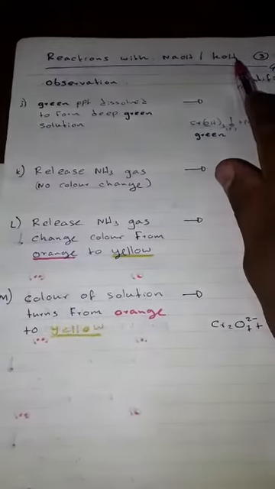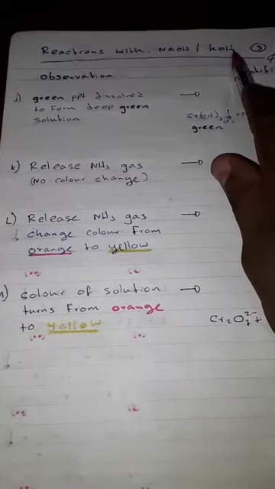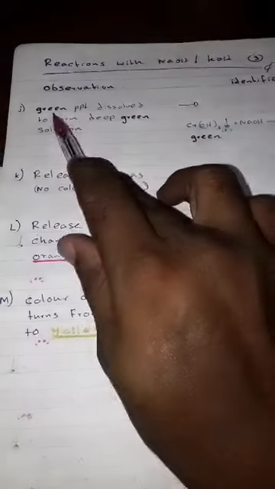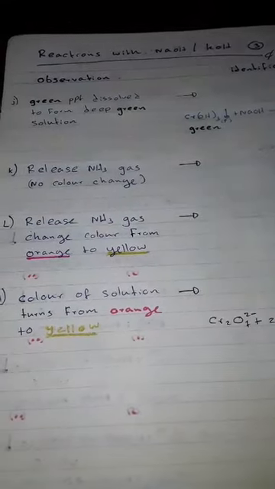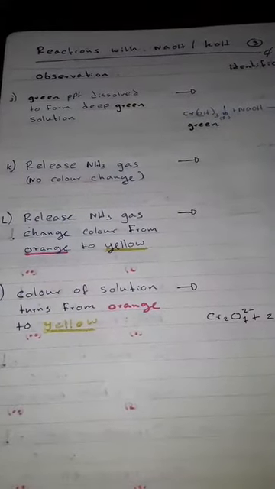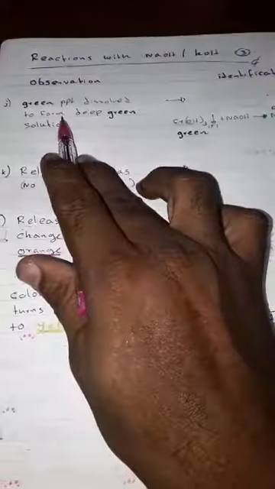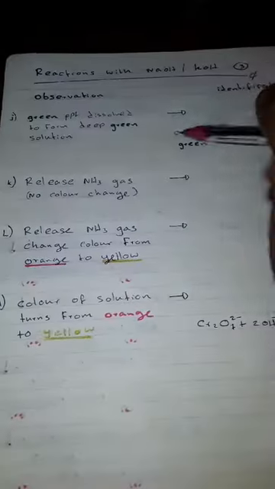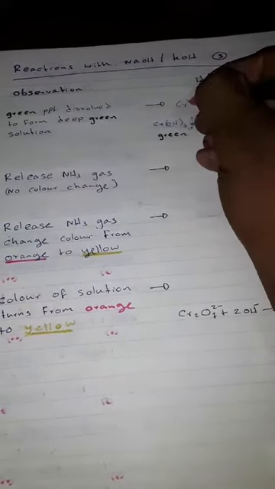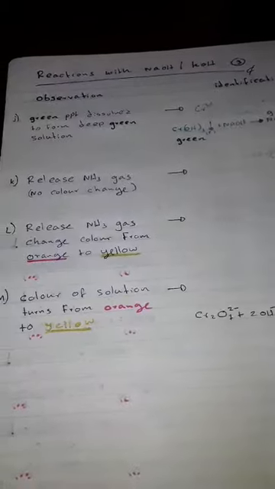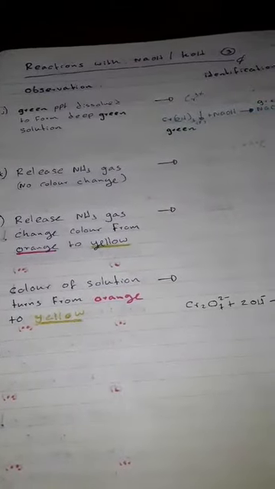So the next one is another set of cations. Again sodium hydroxide or potassium hydroxide is added to a solution. The solution gives a green precipitate, and the green precipitate dissolves to form a green solution. If something gives a green precipitate with sodium hydroxide, that means it contains Cr3+, and it dissolves to form a deep green solution.